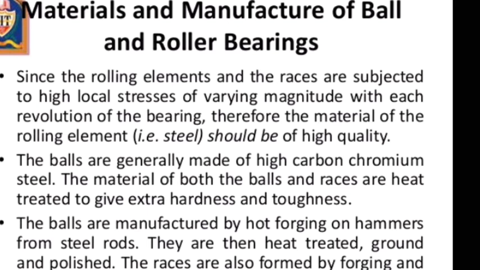The material of both the balls and races are heat treated to give extra hardness and toughness, and the balls are manufactured by hard forging on hammers from steel rods. They are then heat treated, ground and polished. The races are also formed by forging. So this is about the material conditions as well as the manufacturing processes involved here.